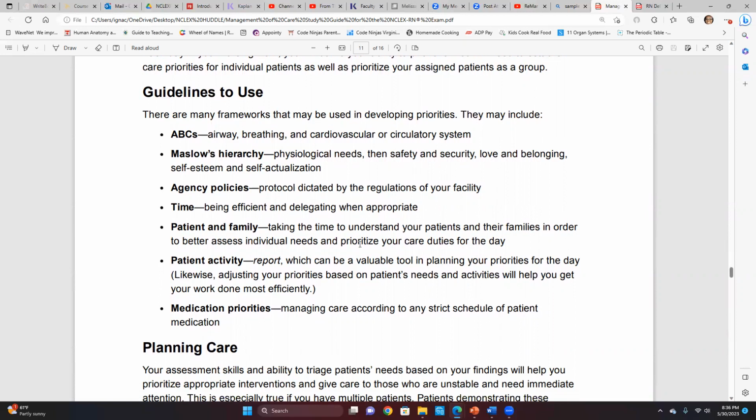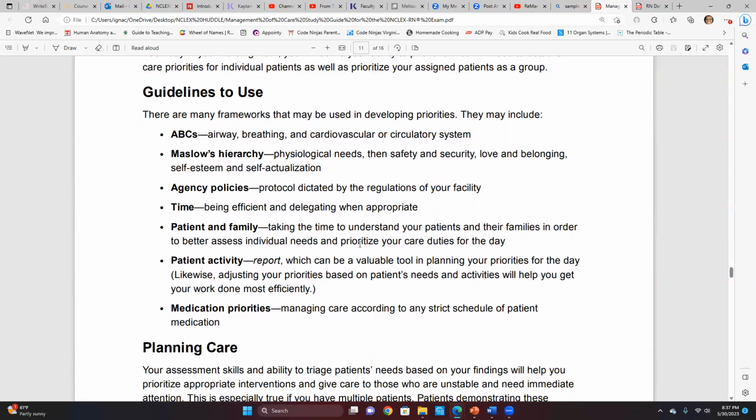We're also going to be looking at the patient, helping them to understand their needs and taking their opinions into account. We're also going to be looking at the patient activity. And this is a big one. If you see changes in the level of consciousness, that's always kind of like a big red flag item when the patient has a change in their level of consciousness.